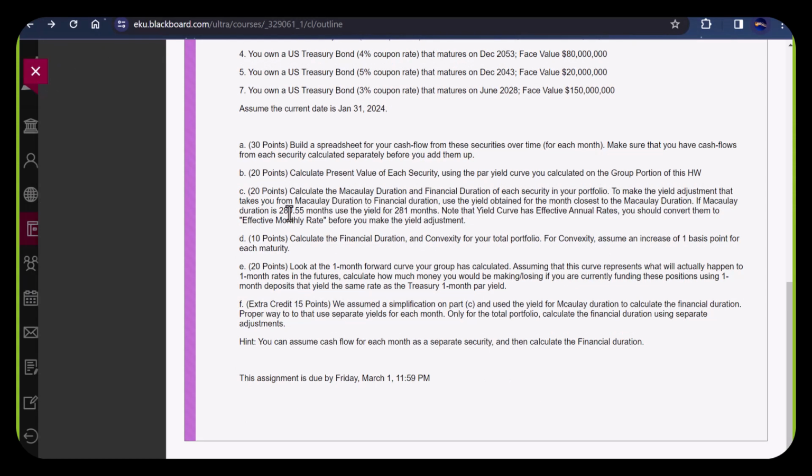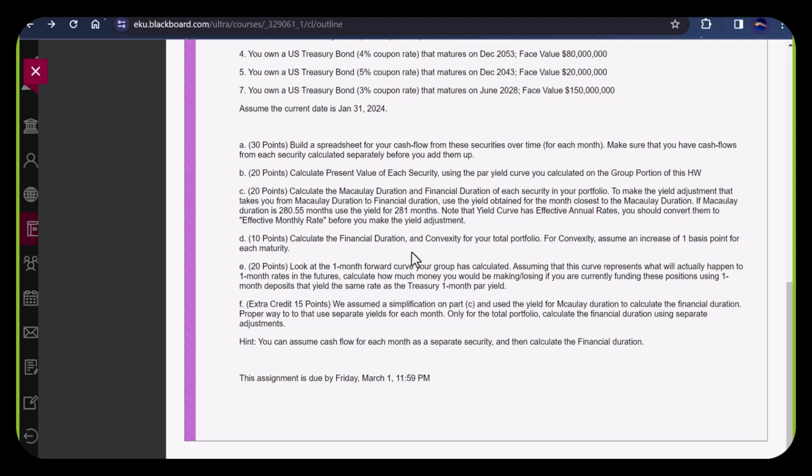And once you have those, calculate the Macaulay duration and financial duration for each of the securities in your portfolio. To go from Macaulay duration to the financial duration, you need to divide by 1 plus whatever rate. For that rate, pick the month that is closest to the Macaulay duration. That's not technically what you should do, but I'm kind of waving my hand at this point.